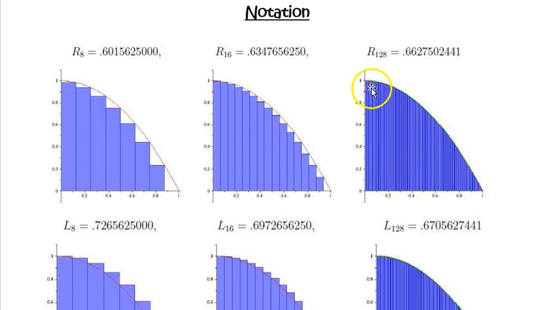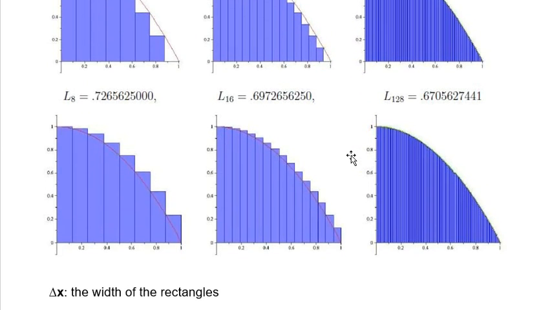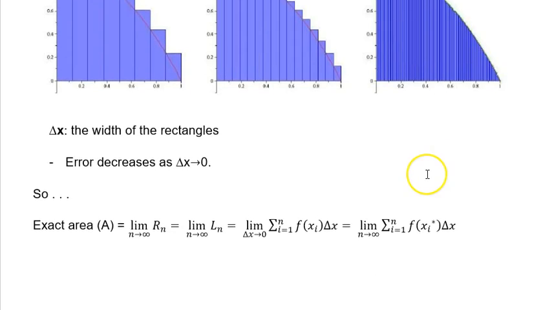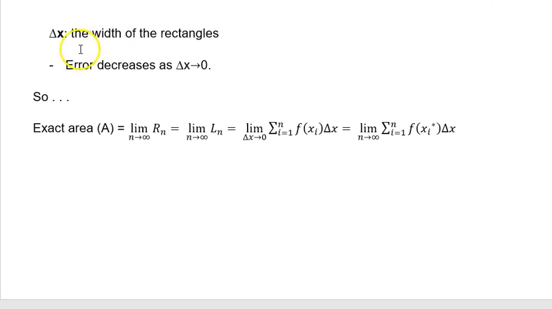And as you notice, the more that you have, the closer it gets to fitting the actual curve. The less wasted space that you have. And we did talk about that in the previous lesson. Same thing with left hand. Obviously using 8 isn't as good as using 16 or 128. The more rectangles that you use, the closer it gets to fitting the actual curve. So I wanted to give you a visual of that, because what we're getting ready to talk about, you kind of have to think that way.